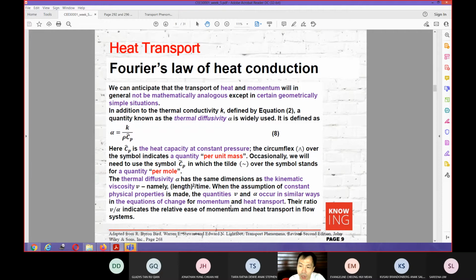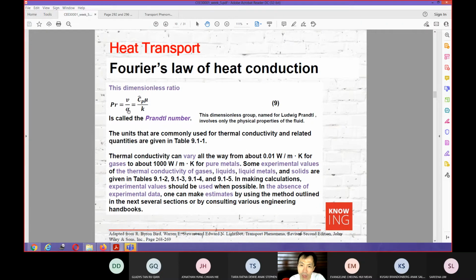So sometimes you can compare between nu and alpha. Okay, and this ratio of nu over alpha indicates the relative ease of momentum and heat transport in flow systems. Okay, so it's called the Prandtl number. If you divide nu by alpha, then you will have a dimensionless number because nu has the same unit as alpha in here, right?